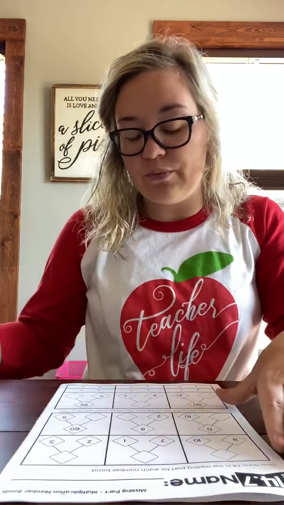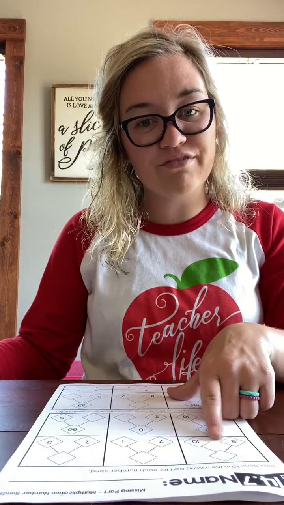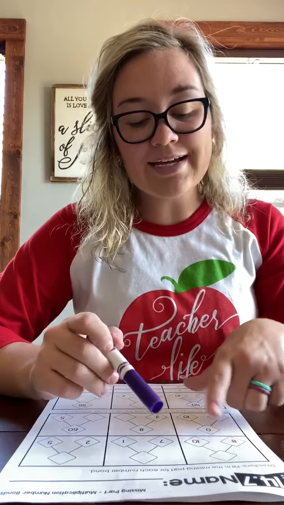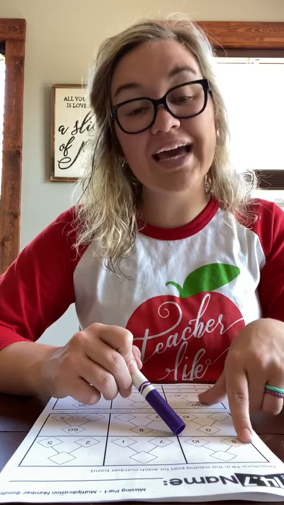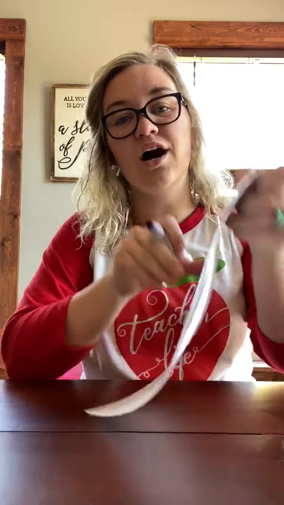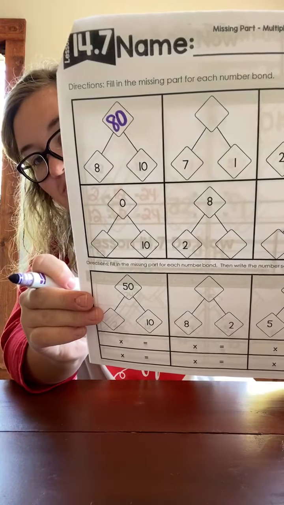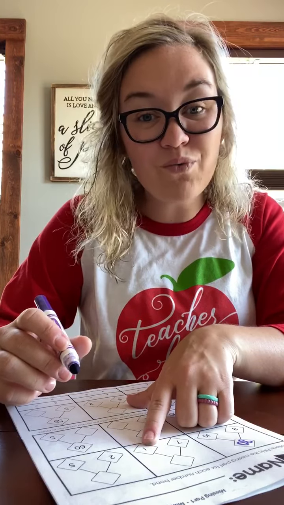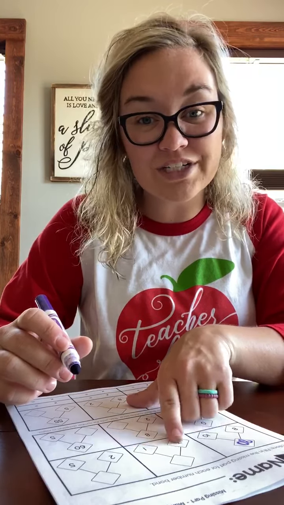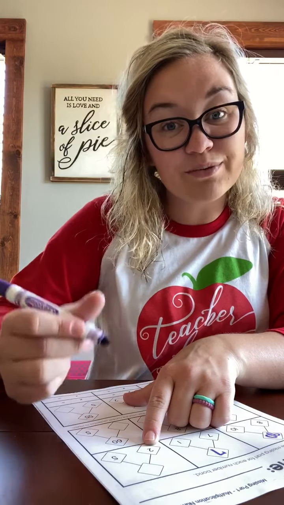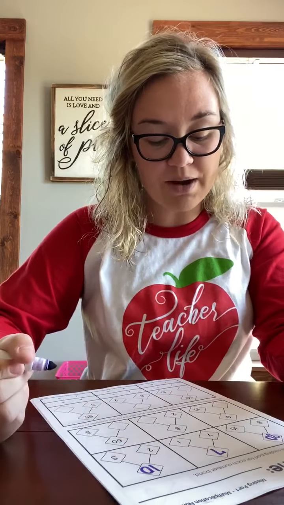So I have 8 and 10 as my factors, so I'm missing my product. We know that 8 times 10 would be 80, so 80 would go in that top part of my number bond. Then 7 times 1, we know that anything times 1 is just the other number, so my answer would be 7. Then 2 times 5, so 5 plus 5, we know that is 10, so that would go up top.